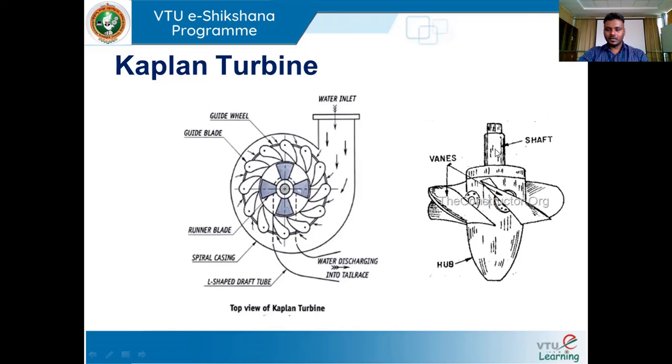Here you can notice there is a shaft which will be connected to a generator. One end of the shaft has a larger area or larger diameter, which is called the hub or boss. The runner blades or runner vanes are mounted on this hub or boss.